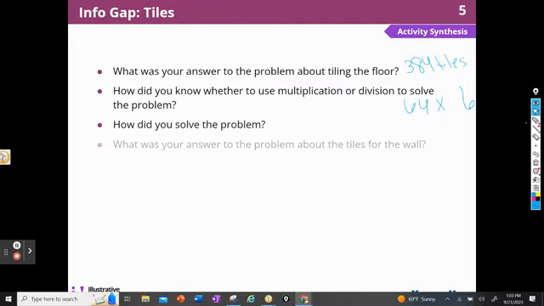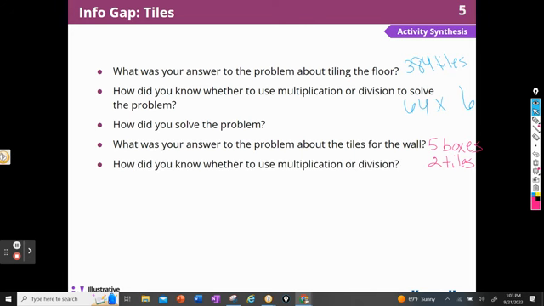Well, we just went over that. What was your answer to the problem about tiles for the wall? So remember, our answer was, let's get this one in pink, 5 boxes with 2 tiles left over. Okay. How did you know whether to use multiplication or division? Well, we used multiplication and division, didn't we?